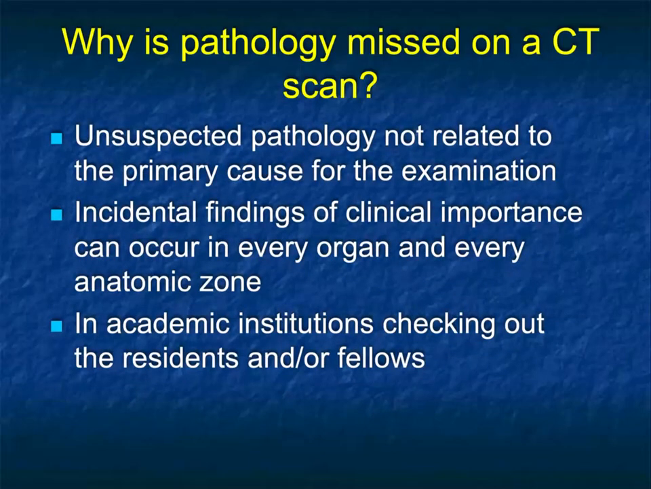Also, we know that on a CT scan, you may be looking for appendicitis, and the patient may have diverticulitis, or pyelonephritis, or pancreatitis, or liver, on and on and on. Unsuspected pathology not related to the primary cause of the exam is one error of missing. Incidental findings of clinical importance can occur in every organ and every anatomic zone. You need to look at the entire scan.